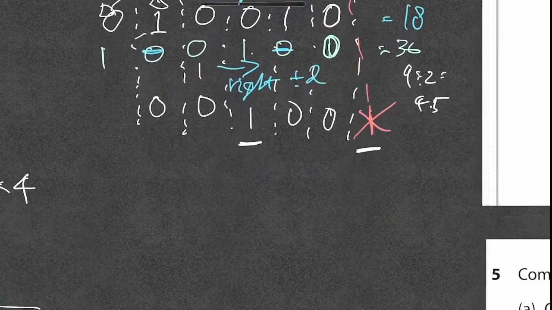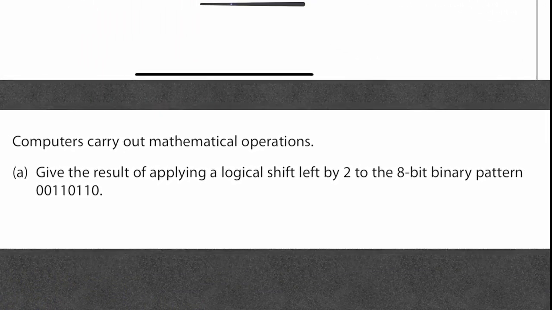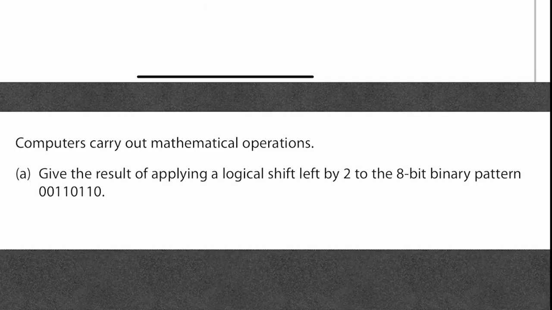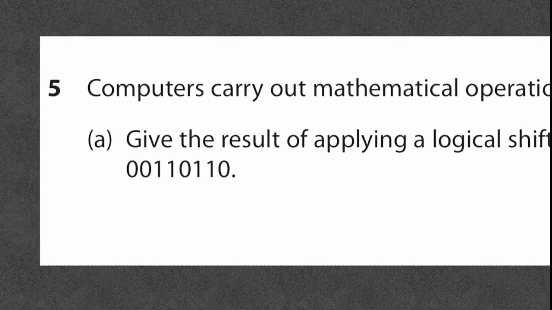So let's just do one more. Oh, hang on, we've got one more question here. Computers carry out mathematical operations, give the result of applying a logical shift left by 2 to the... Okay, so we've got this number here. Let's just shift it left. So we're timesing by 2. We move it over one side. So that goes here, that goes here, that goes there. 1, 0, 1.